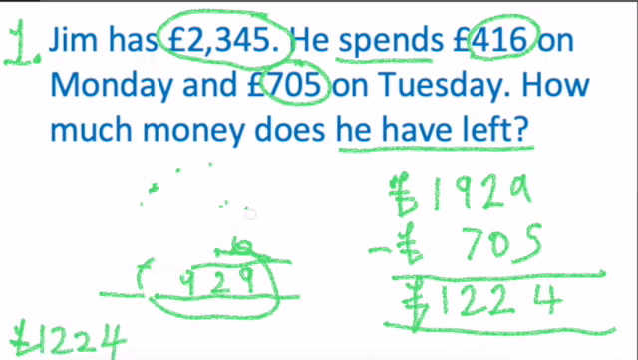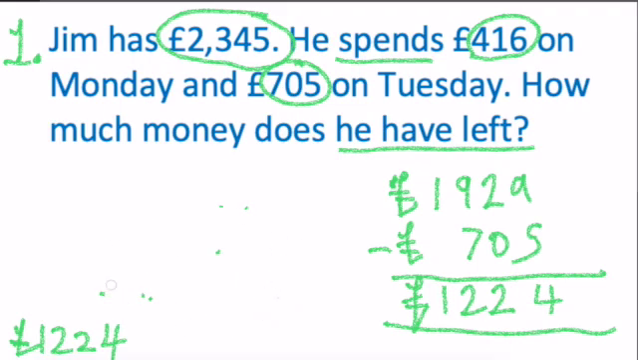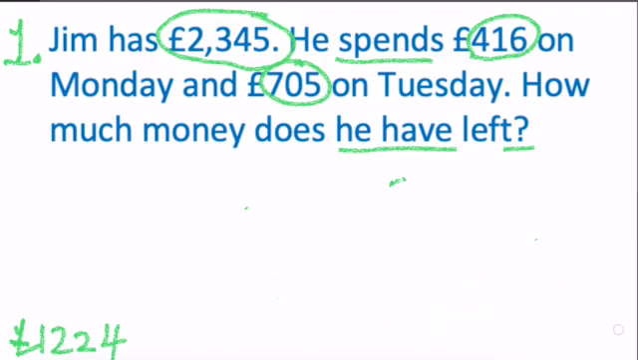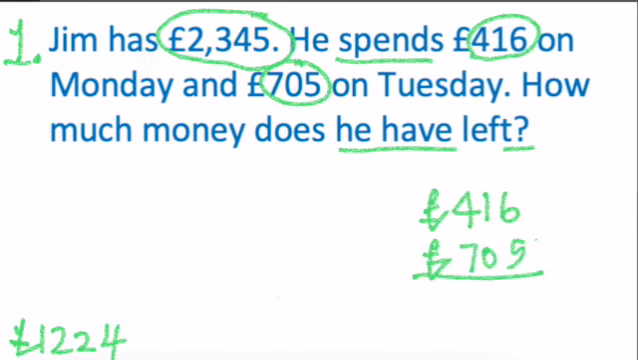You could have done this another way. You could have added together 416 and 705, added those together and then subtracted. Now, I'm going to do that method as well, and we'll see if I get the same answer. So, he spent £416 and he also spent £705 on Monday and on Tuesday, right? So I wonder what he was buying for such high amounts of money. Okay, so 6 add 5 is 11. 2, 7 add 4 is 11.